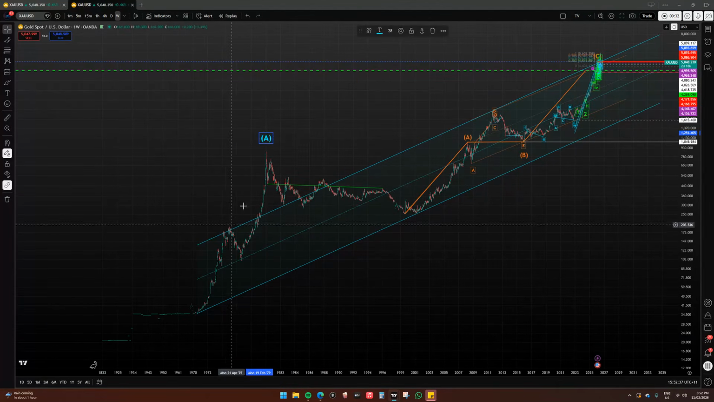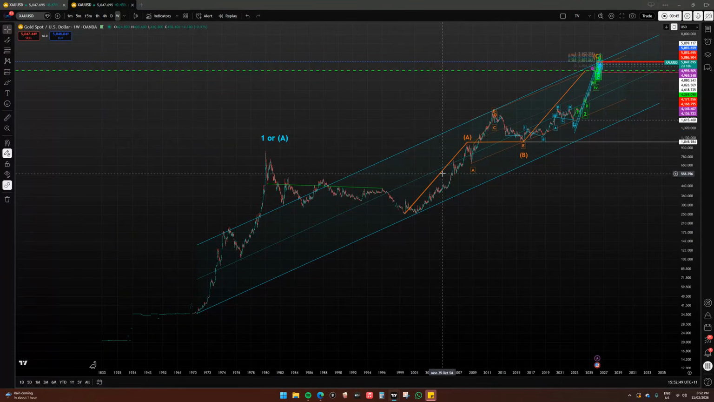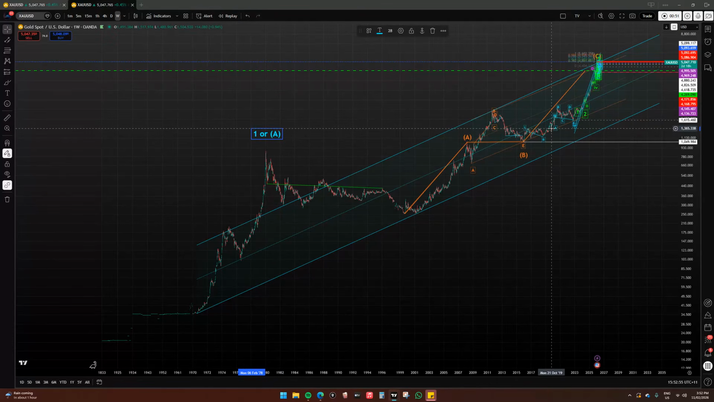So the first five wave moves up. This could be an A wave or a wave one, right? Don't pay too much attention to the labelings. It doesn't really matter. It could be a one or A. At this point in time, it does not make one difference, and I'll tell you why, because the pattern is a long term pattern.